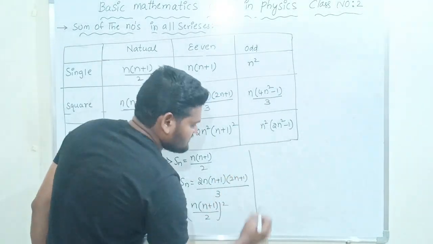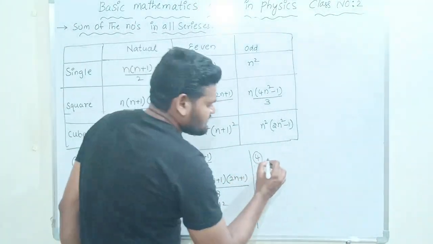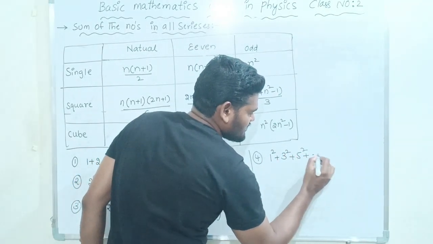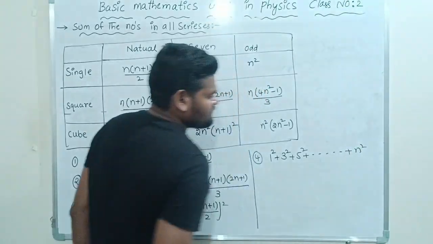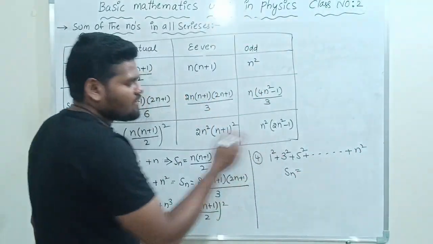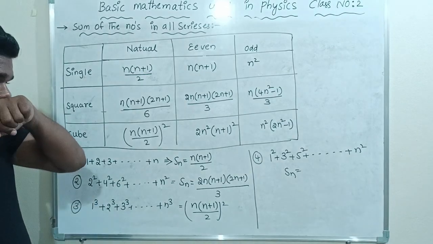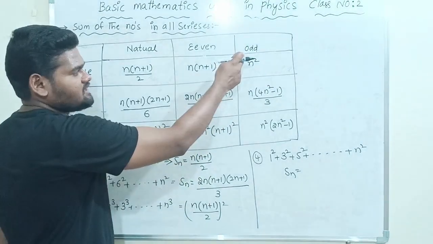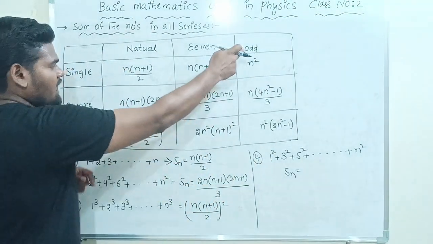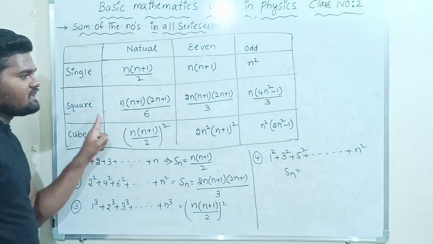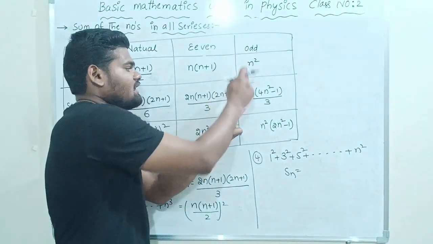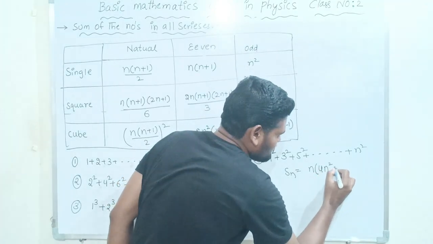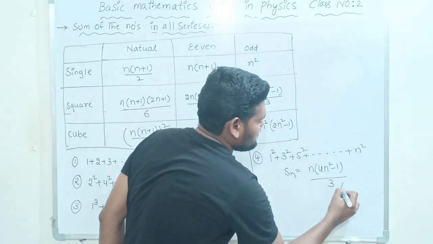Okay, let's rewrite example number 4. If the series is like this, 1 square plus 3 square plus 5 square plus and so on plus n square, then 1, 3, 5 and so on are odd numbers having the square. So the sum of the series is given by n into 4n square minus 1 divided by 3.